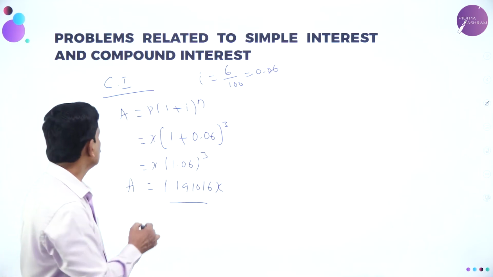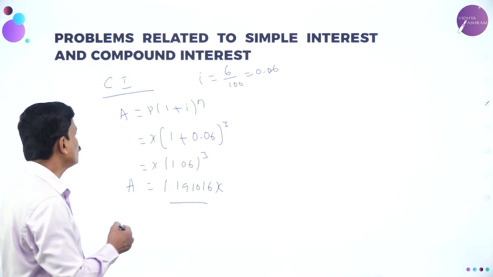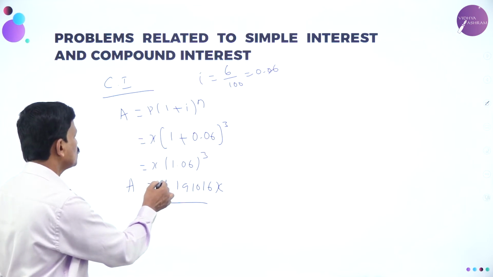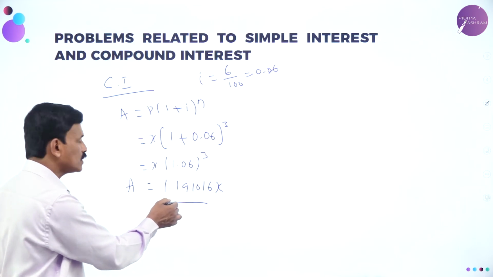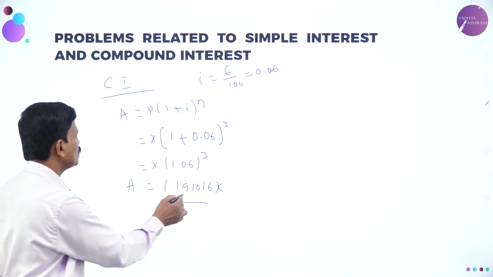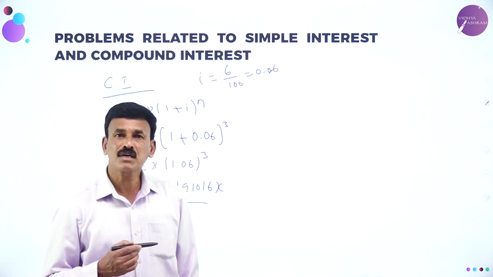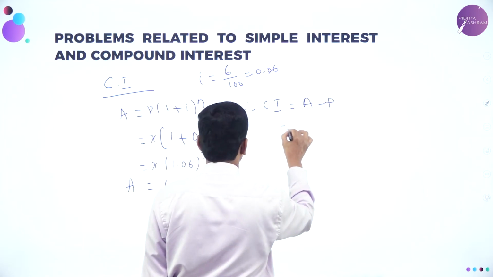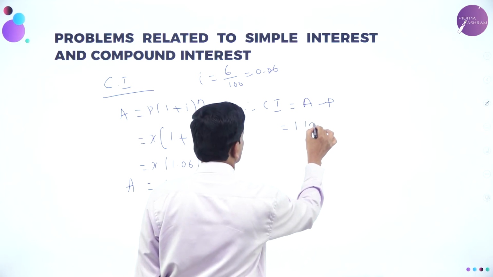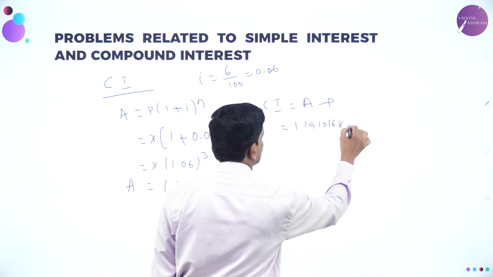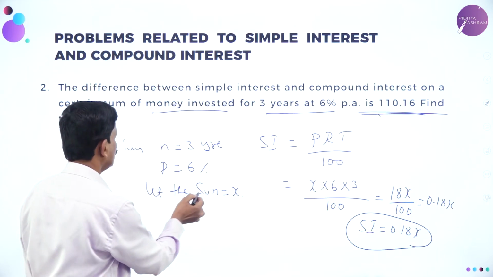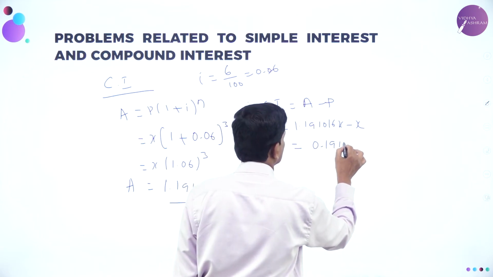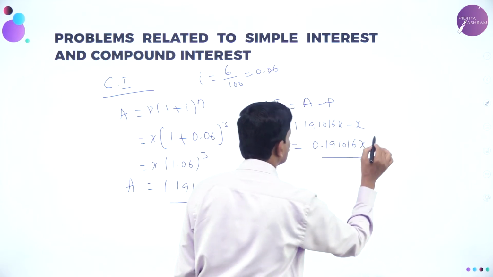So here the amount is equal to P into 1 plus i to the power of n. P is x into 1 plus 0.06 whole cube. That is 1.06 whole cube, which if you multiply 3 times, we get 1.191016 into x as the amount. Now what is the compound interest? Therefore, the compound interest is equal to amount minus principal. What is the amount? 1.191016x minus the principal we have taken, x. So the difference is equal to 0.191016x.